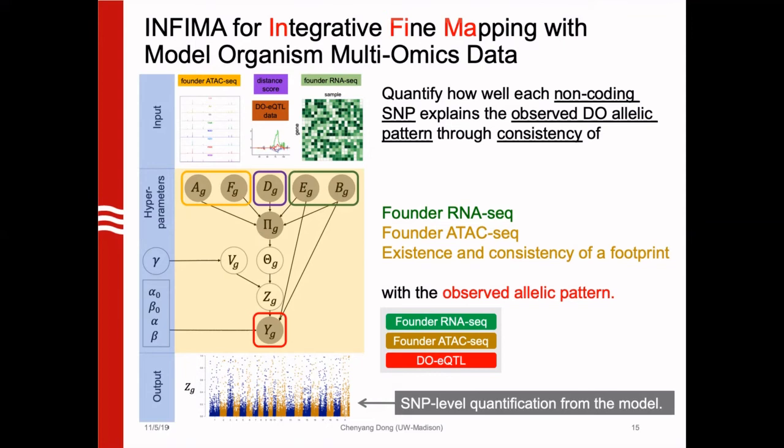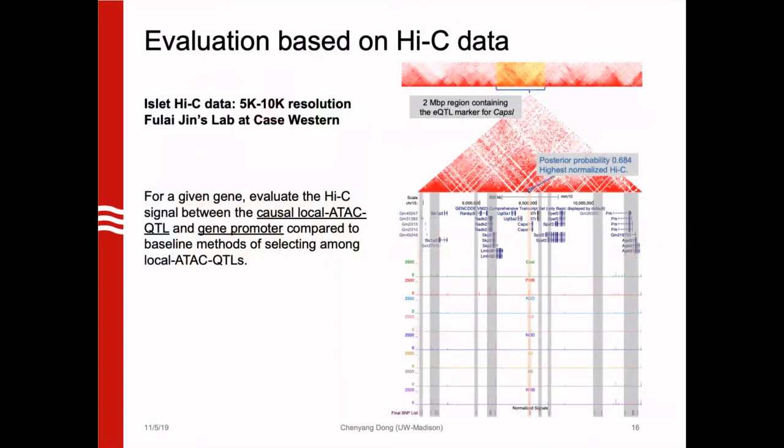Also, the observed allelic pattern, the DO eQTL data. The output we get from this model is the SNP-level quantification, essentially estimating the posterior probability for each local ATAC QTL, the causal posterior probability of that DO eQTL. And we validate our model using the Hi-C data from mouse islet. For a given gene, we evaluate the Hi-C signal between the causal local ATAC QTL and the promoter of the target gene compared to several baseline methods.